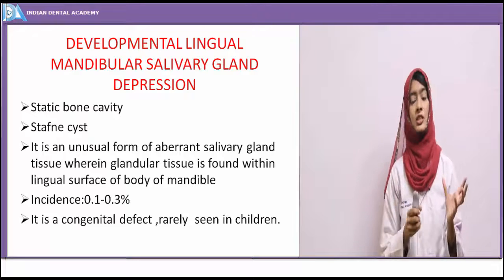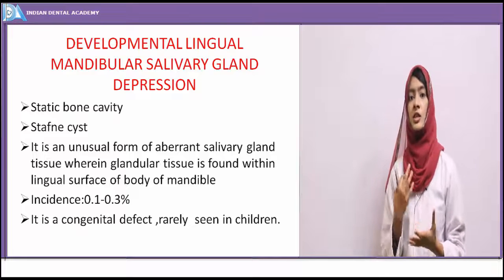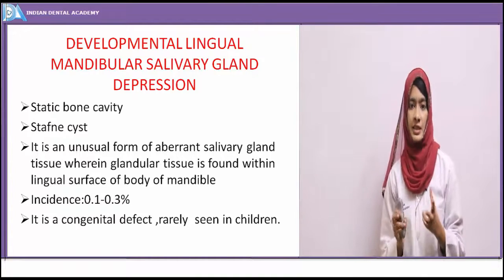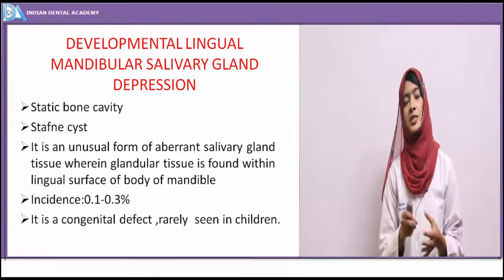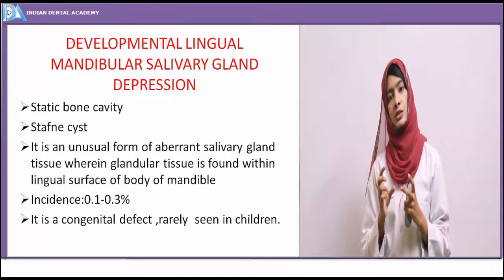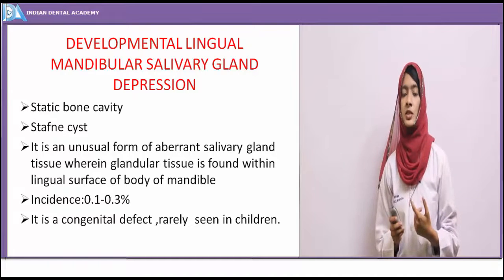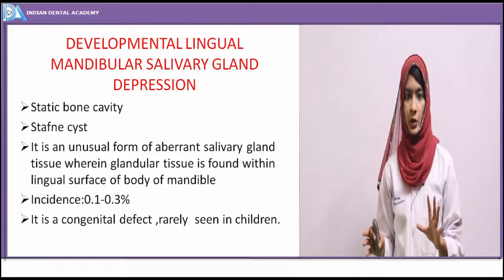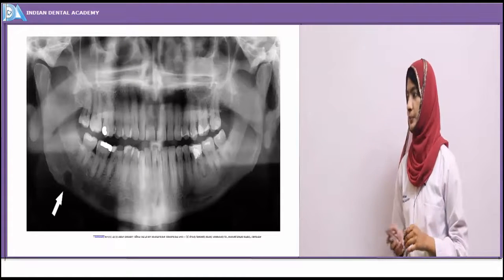So in the case of the Stafne cyst, the salivary gland tissue is located in the posterior lingual surface of the body of the mandible. It is a developmental defect. It is not a pathological defect, because whatever salivary gland tissue is seen is normal in all aspects. The incidence of Stafne bone cyst is 0.1 to 0.3%. It is rarely seen in children.